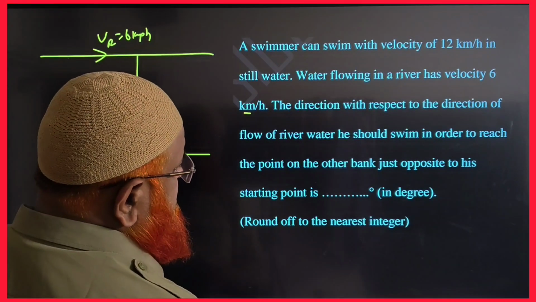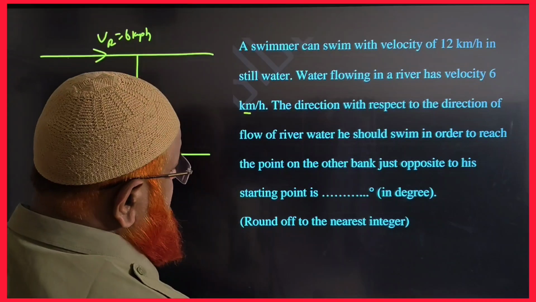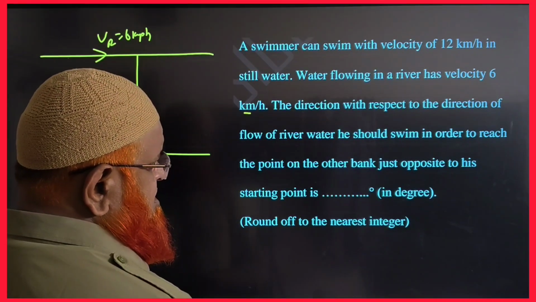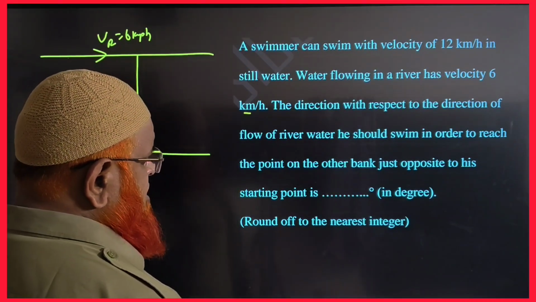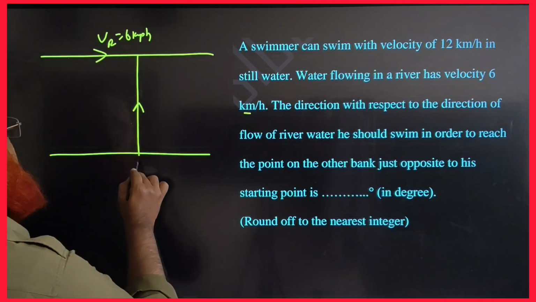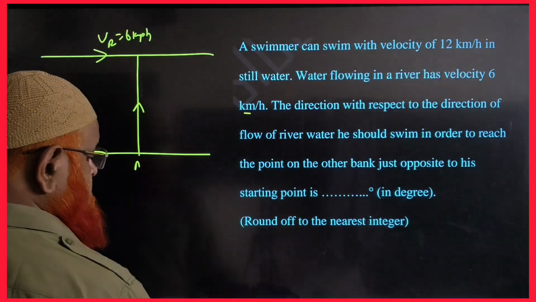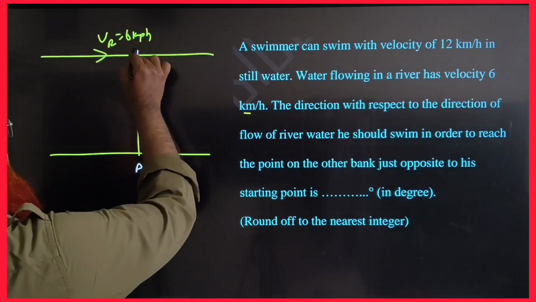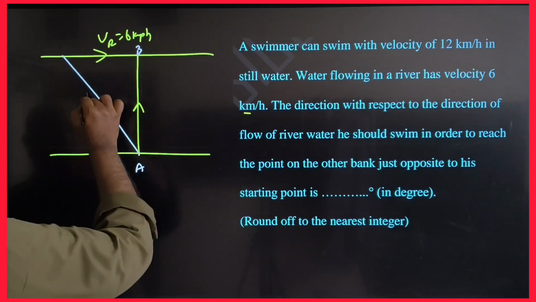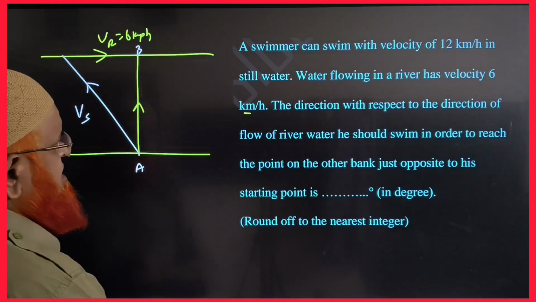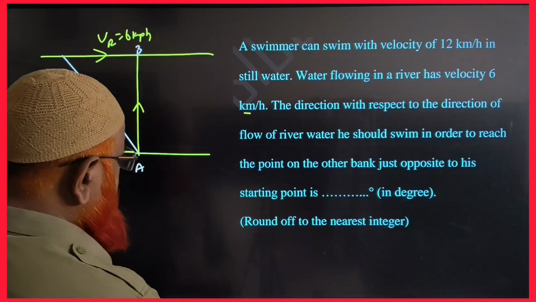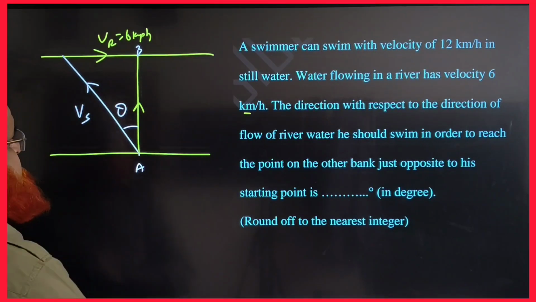The direction with respect to the direction of flow of river should he swim in order to reach the point at the other bank in the opposite. तो यहाँ से उसको कहाँ पर पहुंचना है? देख लो अच्छी तरह से. So swimmer has to reach exactly opposite end. That means he has to go in this direction. Velocity of the swimmer should be like this. Okay, he has to make certain angle. वो कितना angle है हमको मालूम करना है.